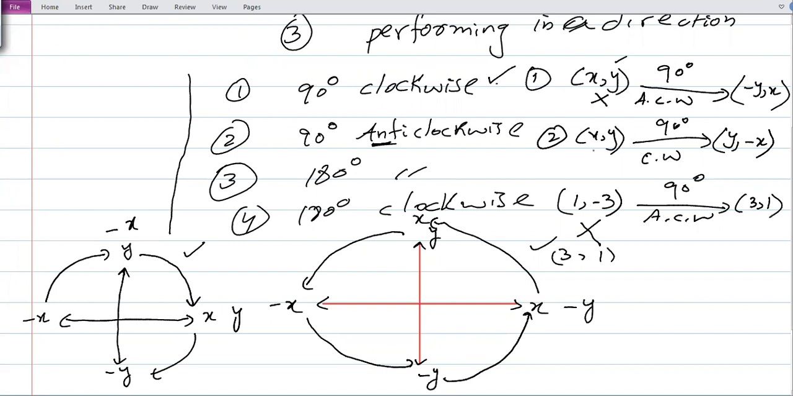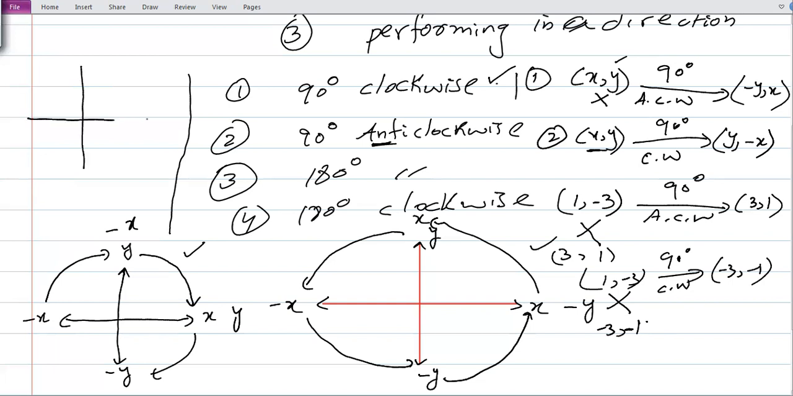In the same way, if you do the similar one, 1, minus 3, under this rule, 90-degree clockwise, then what will happen? The sign of x will change only. There will be no change in y sign, and they will interchange. This will become minus 3, and this will come here, but its sign you must change. This is minus 1. That means it will become minus 3, minus 1 after rotation. Okay, so these two rules you can remember. Now the third rule is for 180-degree.